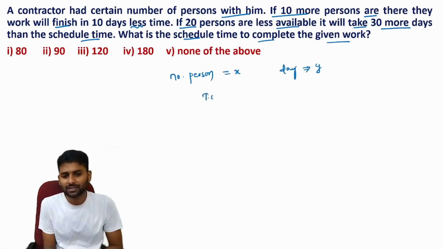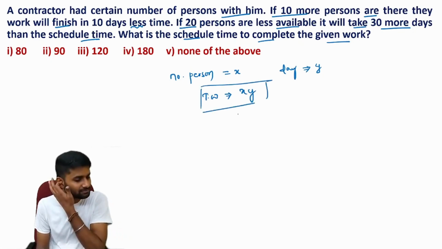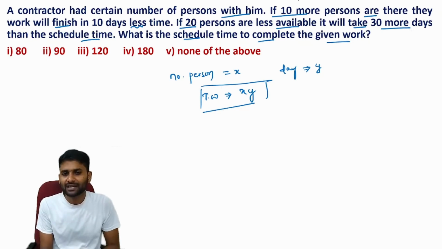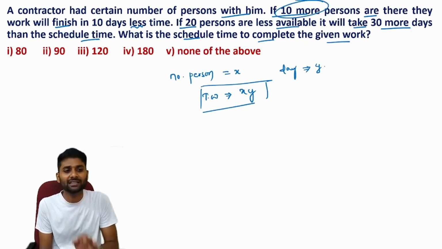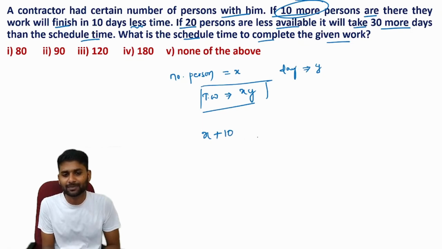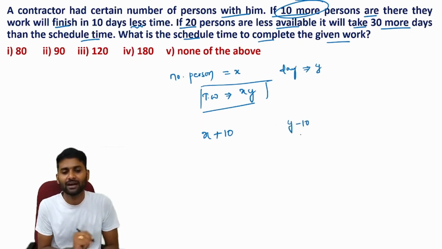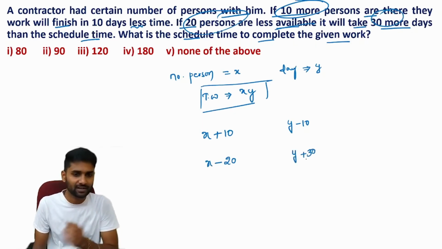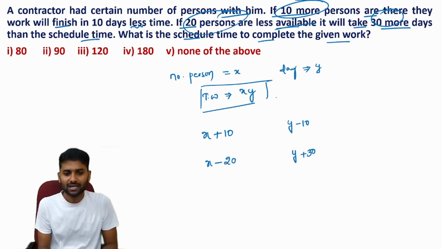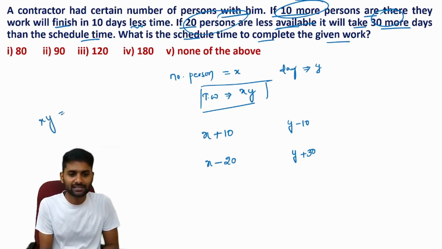See, what about the total work here? The total work is equal to XY: X number of persons working will complete it in Y days. They clearly mention that if 10 more persons are there, that means X plus 10, and the work will be completed in 10 days less, so Y minus 10. If 20 persons are less available, it will take 30 days more, so Y plus 30. Now you have to identify the scheduled time to complete the work. Just compare this data. Total work XY is equal to (X plus 10) into (Y minus 10).